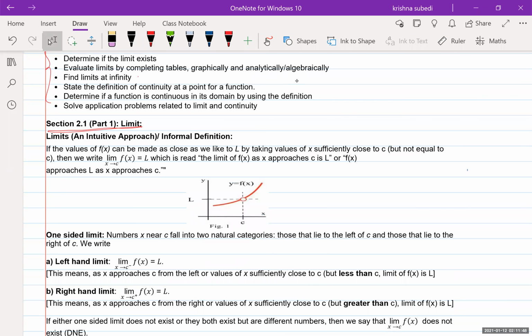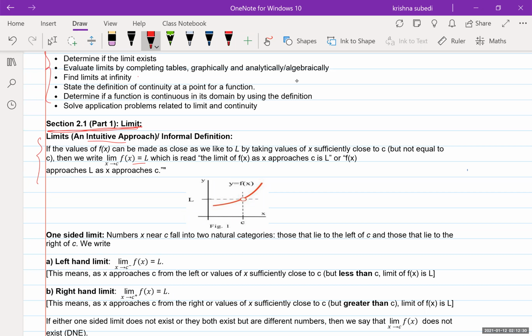Now, first things first, let's talk about limit. Like I said earlier, we talked about limit in our last class briefly, but again, I just want to begin right from the beginning, because a few people were absent in the last class. Limits, an intuitive approach. Informal definition: if the values of f of x can be made as close as we like to L by taking values of x sufficiently close to C, but not equal to C, then we write the limit as x tends to C of f of x equals L, which reads: the limit of f of x as x approaches C is L.